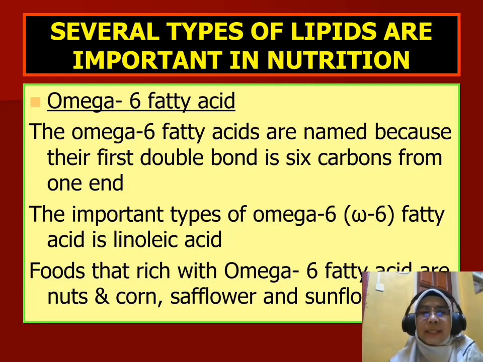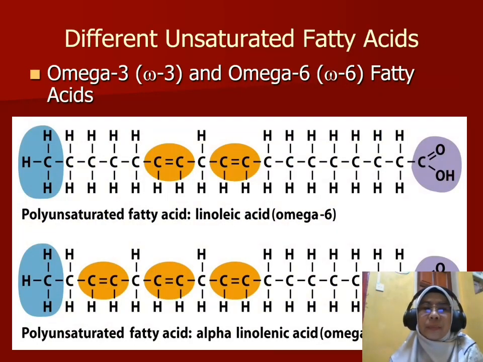Okay, how about omega-6 fatty acid? Omega-6 fatty acid actually named because of their first double bond is 6 carbons from one end. Then the important type of omega-6 is linoleic acid. Foods that are rich with omega-6 fatty acid are nuts and corn, safflower and sunflower. Okay, omega-3 and omega-6 fatty acids differ in chain and in unsaturated fatty acid.